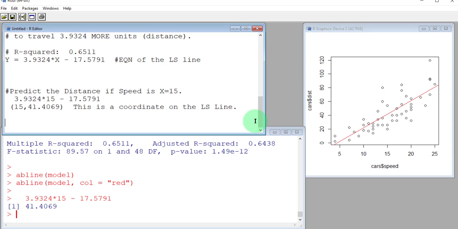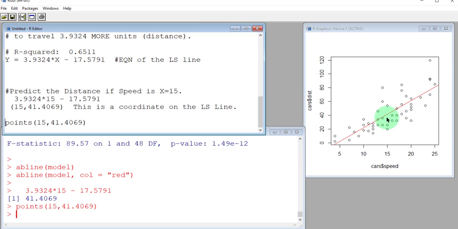I believe we can do that with the points function. So we just want to plot the point 15, 41.4069. Now if I just plot it, it's going to be almost indistinguishable from all the other observations. Let's take a look. I'll put my cursor there, and here we go. Whew! Okay. So that's hard to distinguish from all the other circles on the image.